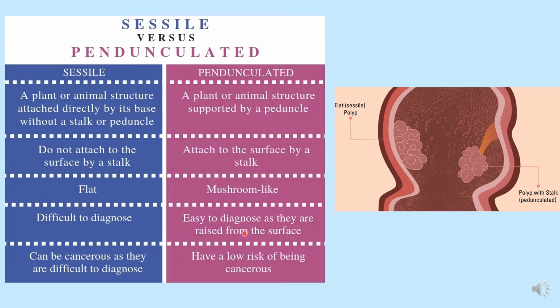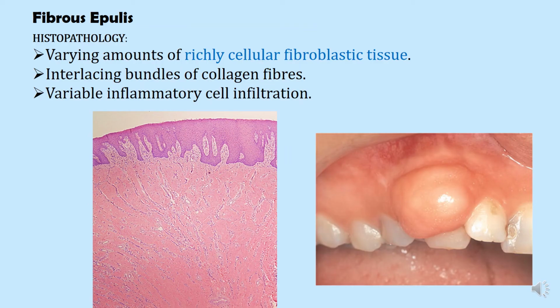Sessile lesions are difficult to diagnose, whereas pedunculated lesions are easy to diagnose as they are raised from the surface. Sessile lesions can be cancerous, and they need to be identified with caution, whereas pedunculated clearly have a low risk and are surely benign. So that's the importance of that.